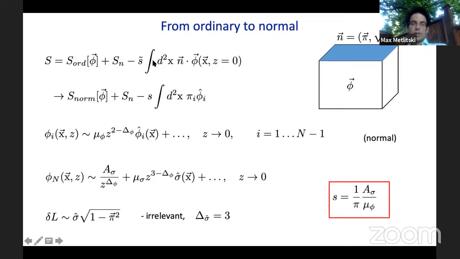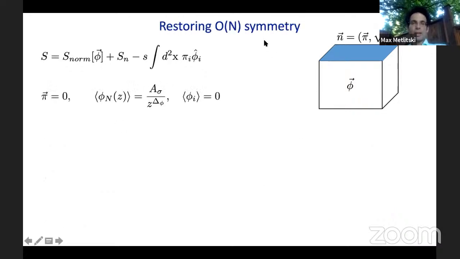And in fact, my claim is that if you start here in the UV and flow to the IR, you will end up with a very particular value of S, one that respects ON symmetry, and which is given by this ratio of the universal amplitudes at the normal fixed point, A sigma and mu phi. How to see that? Well, still keeping n as a constant vector, when n points along the North Pole, the bulk order parameter also points along the North Pole. Here is how it looks.